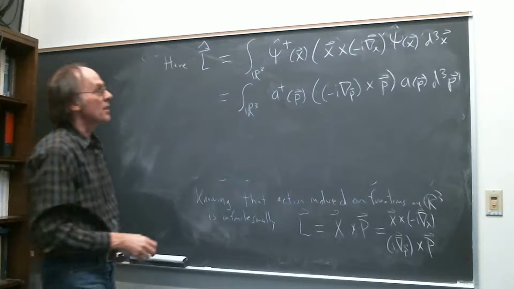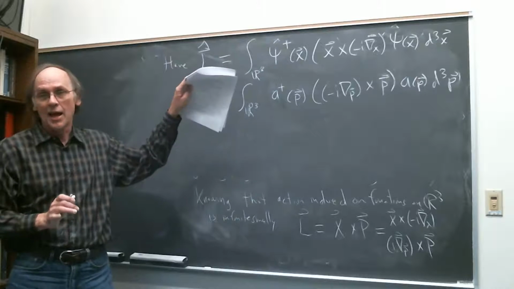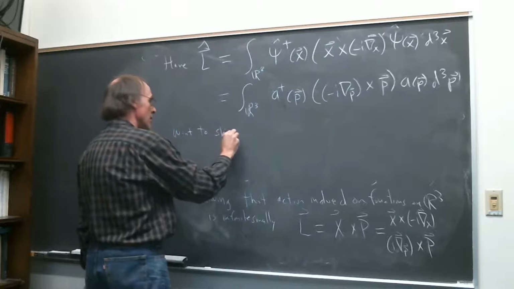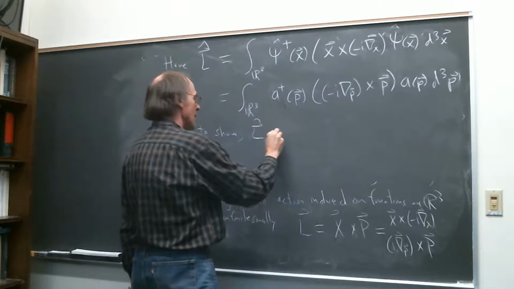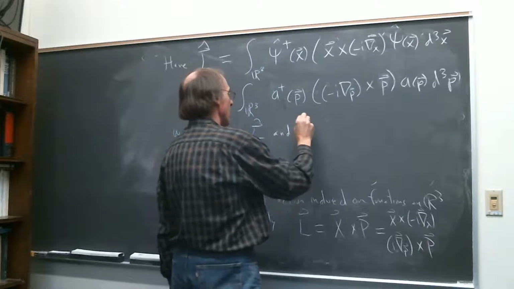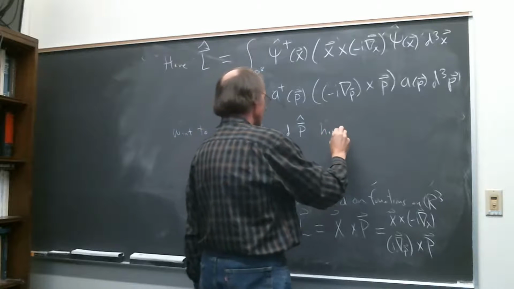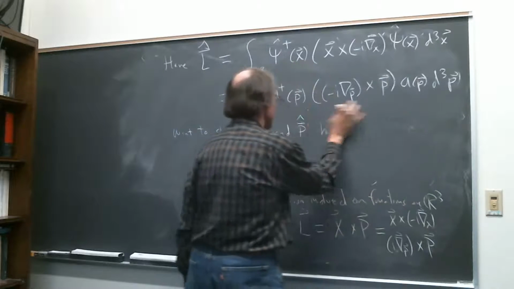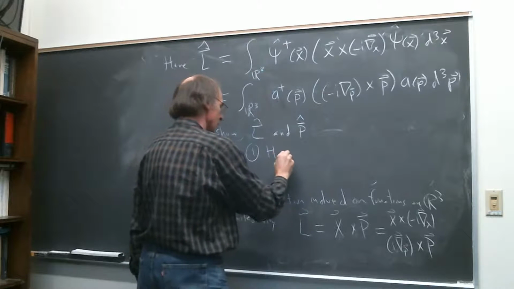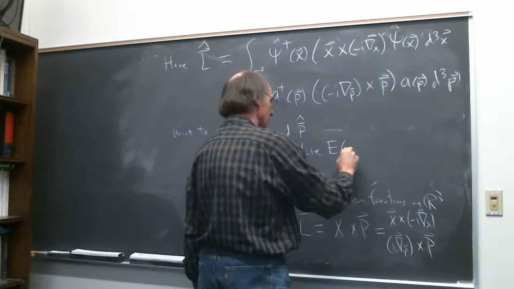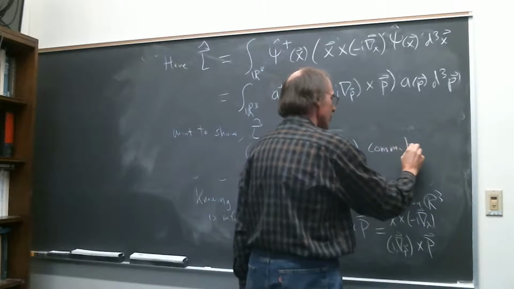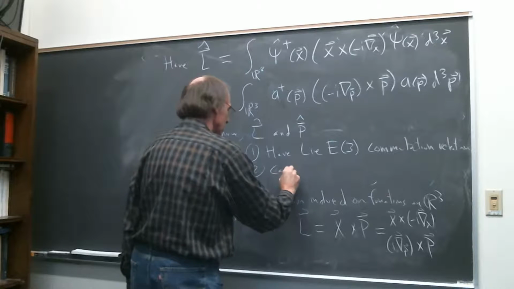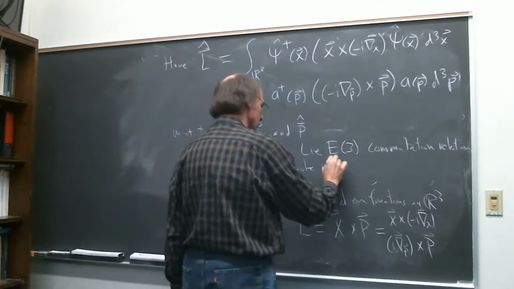Okay, so that's the story. So this is what you expect, and you need to show that L vector hat and P vector hat have, one, the Lie E3 commutation relations, and two, that they commute with H.